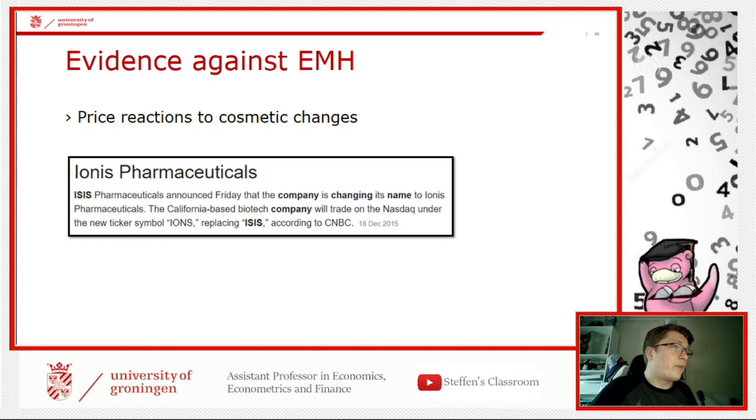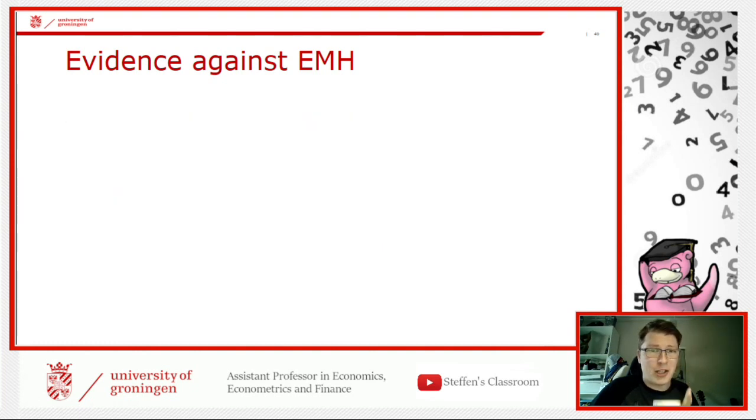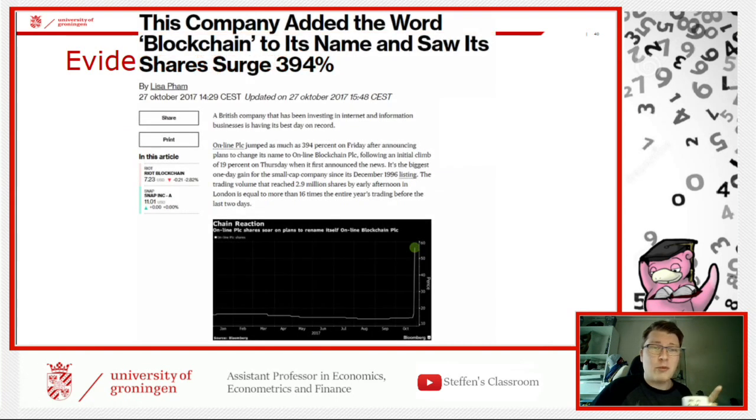Even better. You also have Corona Beer as an example that's put out in here. And you have all these kinds of things. It's all cosmetic changes, guys. And there's an even better example here. This company changed their name to include blockchain, and their share value almost increased by 400%, just because they included the name blockchain in their name. I wish I had hit that one. That would have been great. But this is just an example of, again, where the efficient market hypothesis gets put to shame a little bit, right? So that's one thing.